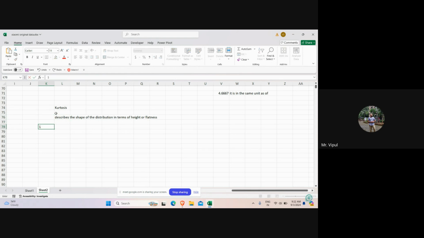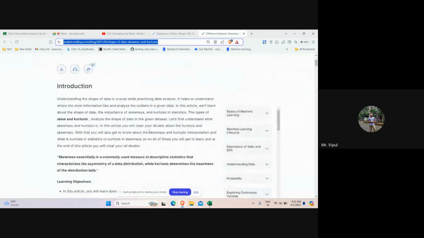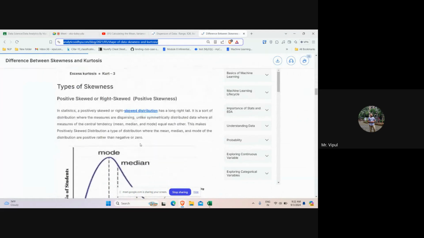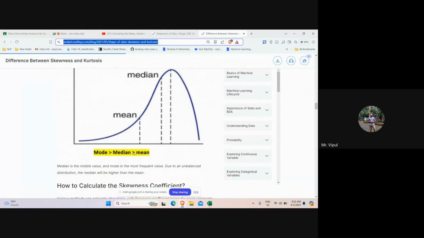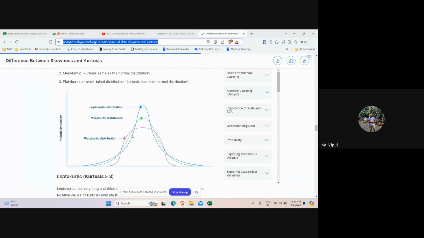So first is your leptokurtic curve. Second is your platykurtic curve. And third is your mesokurtic. So remember these three types of kurtosis. Let's discuss the three types of kurtosis now. Let's take this figure.